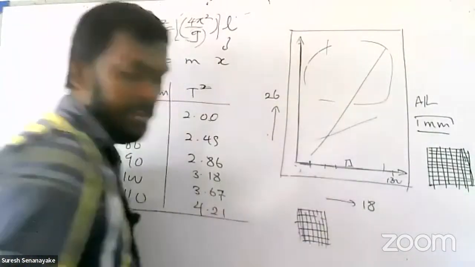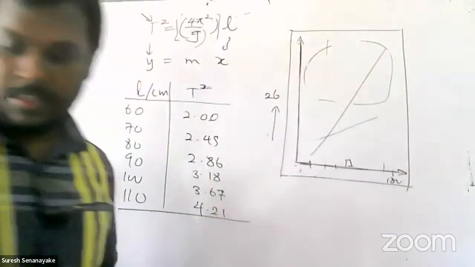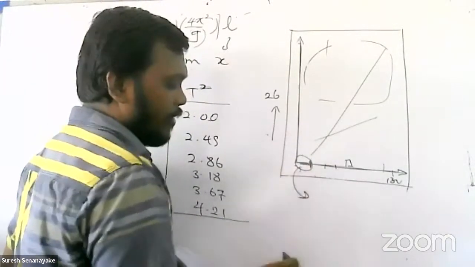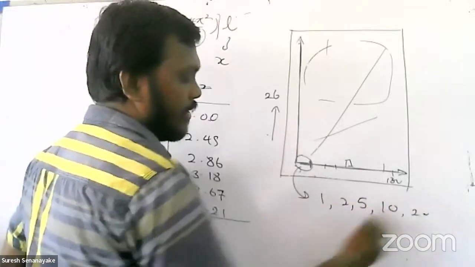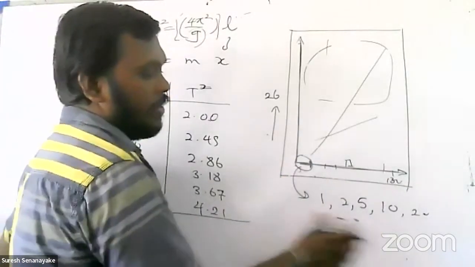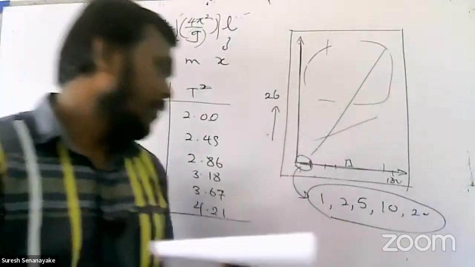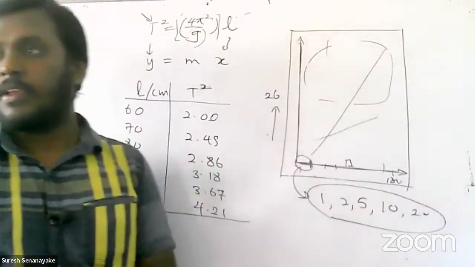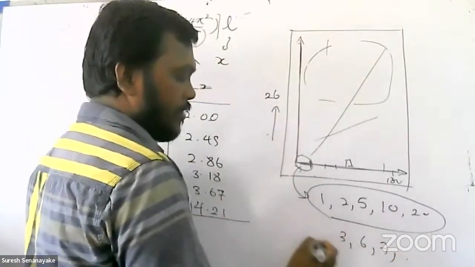If you want to select this scale properly, the value you take for one square should be a rounded value like 1, 2, 5, 10, then 20, like that. These can be multiples, so it can also be 0.1, 0.2. The value related to 1 square should be this kind of one. It should never be 3, 6, 7. You can never take values like that.